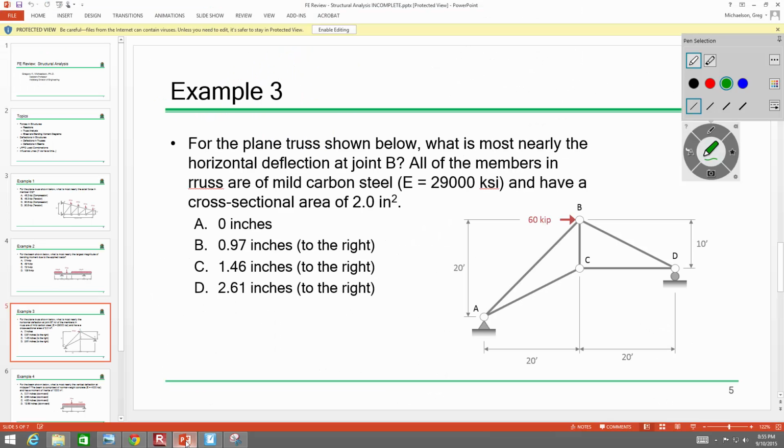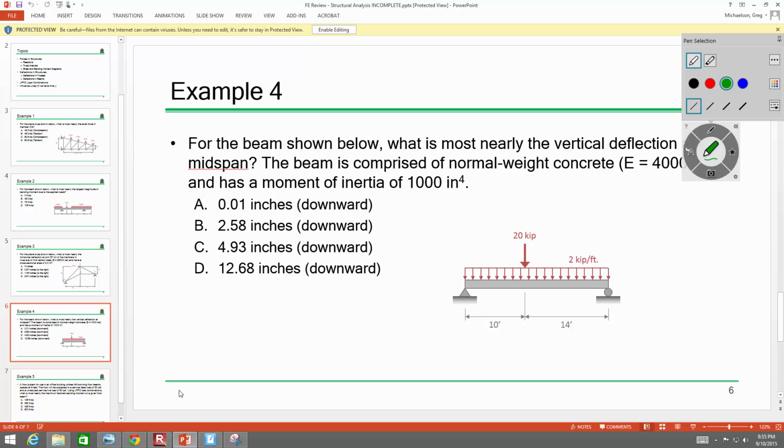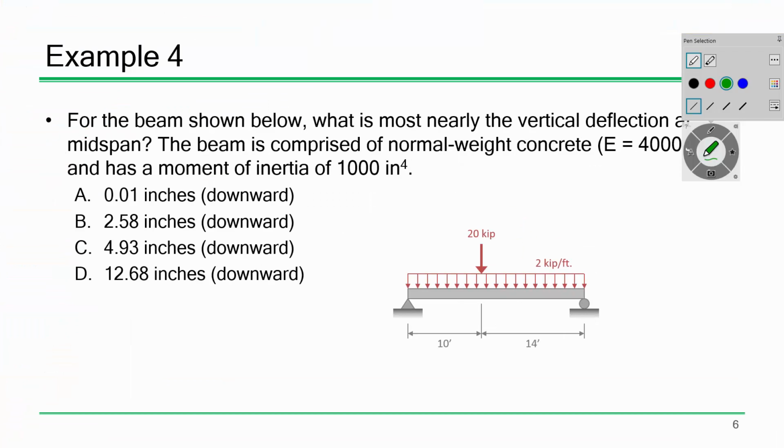All right. Everybody good? All right. I've got one more fundamental structural analysis problem, and then I think we're good on the rote stuff, and we'll do some stuff that's a little more straightforward. Okay. So for the beams shown below, what is most nearly the vertical deflection at midspan? The beam is comprised of normal weight concrete, so it's 4,000 KSI concrete for the modulus of elasticity, and it has a moment of inertia of 1,000 inches to the fourth. So its I value is 1,000 inches to the fourth.